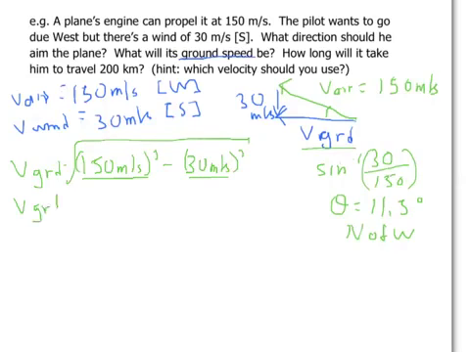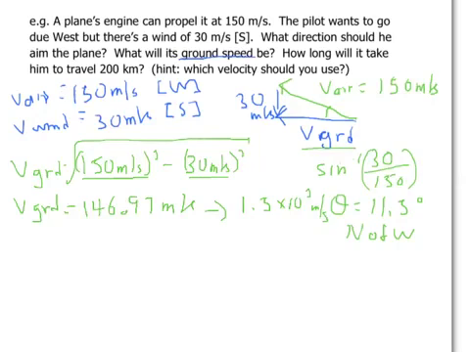So our V ground here is 146.97 meters per second. Put into proper scientific notation with sig digs, that is 1.5 times 10 to the 2 meters per second. So there's only a very small difference in the velocity, but there is a noticeable difference.